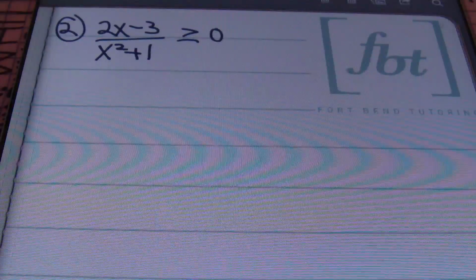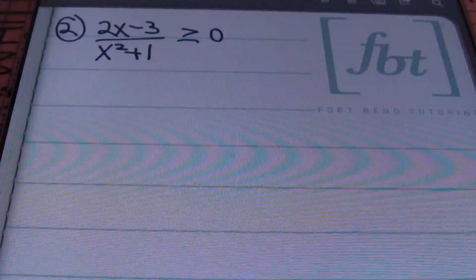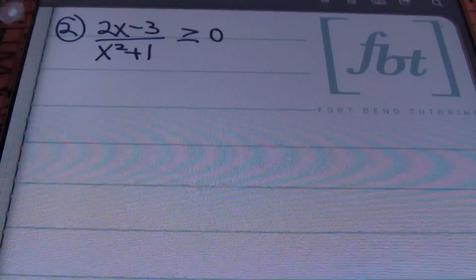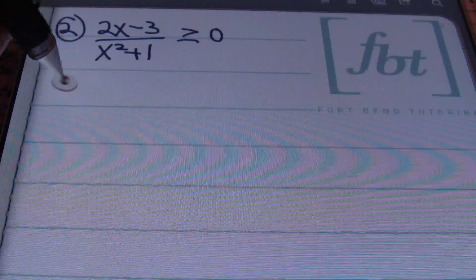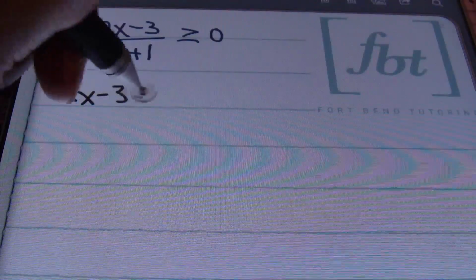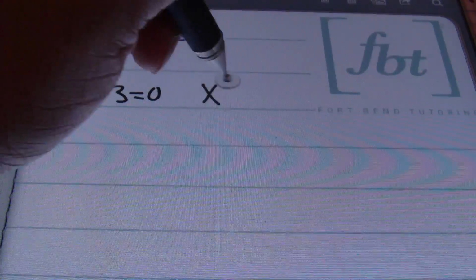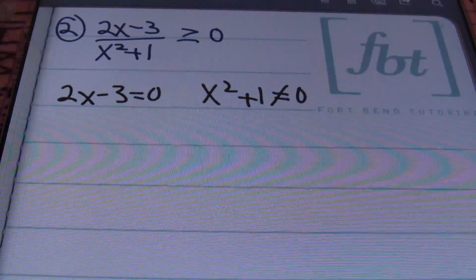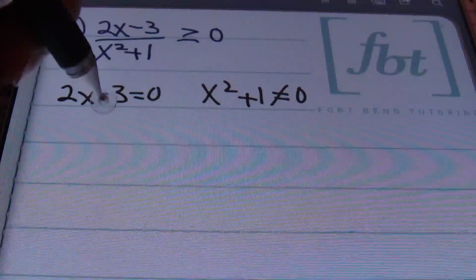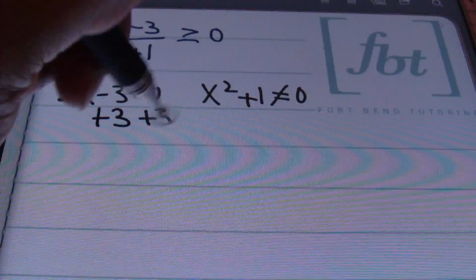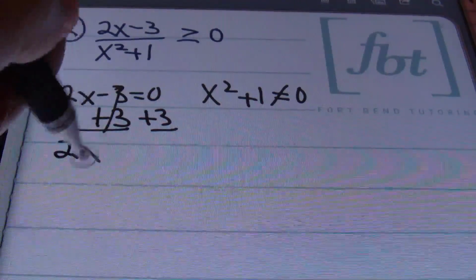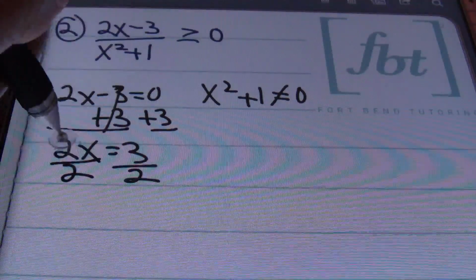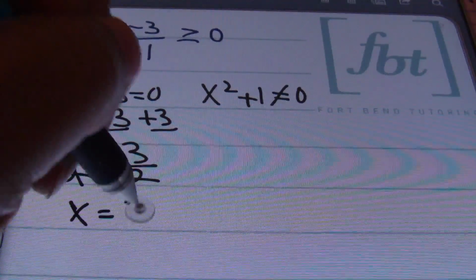So it's already set to 0, which is what we want, and the next thing we'll need to do is find out our critical values. So checking out the first factor, the numerator, I'll have 2x minus 3 equal to 0. And I know that the denominator x squared plus 1 cannot equal 0. So in solving for the first factor, I'll need to add 3 to both sides of the equal sign. This gives me 2x equals 3, and then I'll be dividing both sides by 2. So x equals 3 halves.